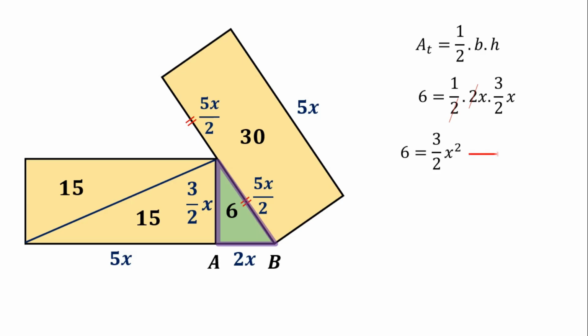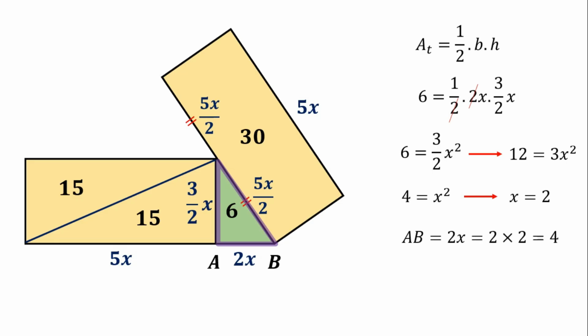Now, multiply both sides by 2. Then divide both sides by 3. We get x² equals 4. Taking the square root of both sides gives us x equals 2. But we're looking for the length of AB, which is 2x. So the length of AB is 2 times 2, which equals 4.